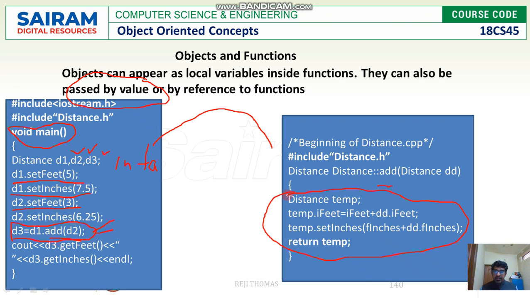So let me conclude. An object can appear as a local variable inside a function, or it can be passed by value or by reference.